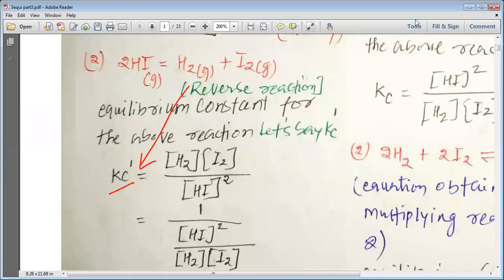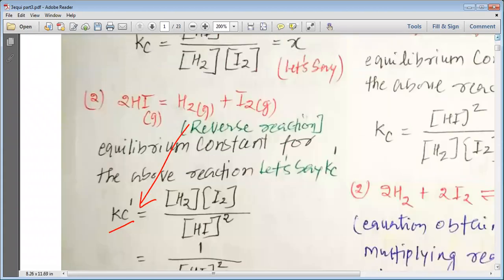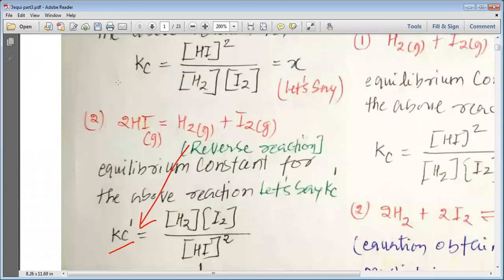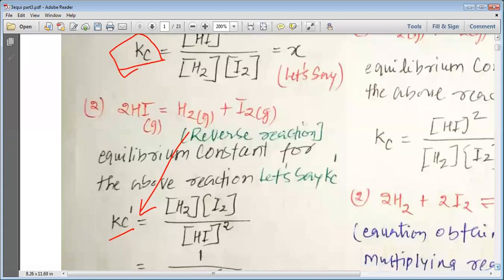Please remember, we had the Kc that is for the forward reaction. This Kc was for the forward reaction. This Kc dash is for the reverse reaction. Now let's move forward and understand.